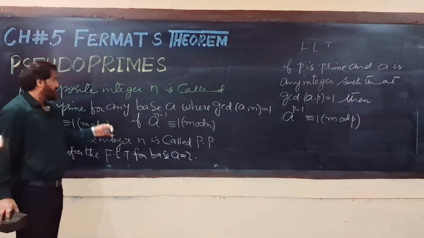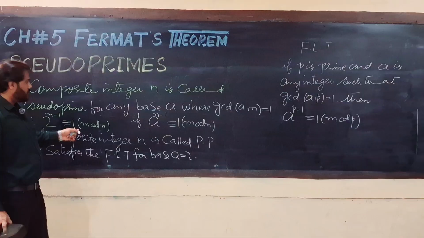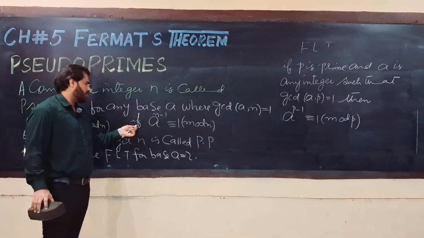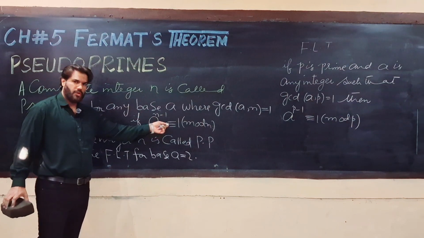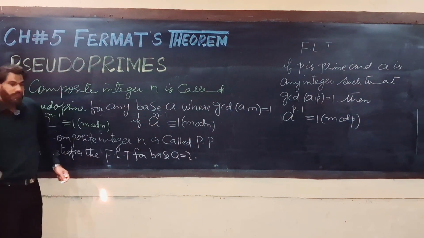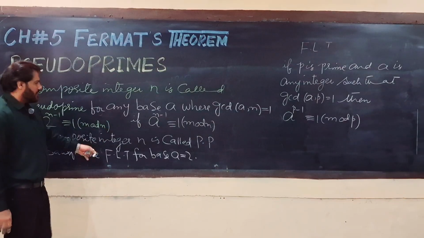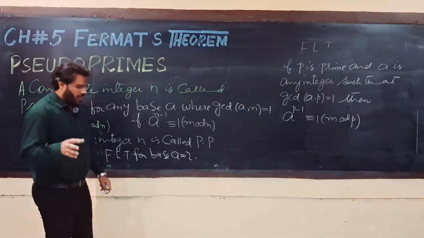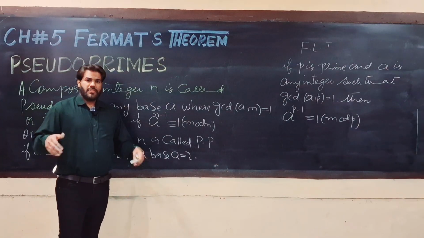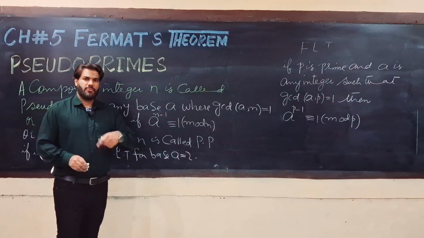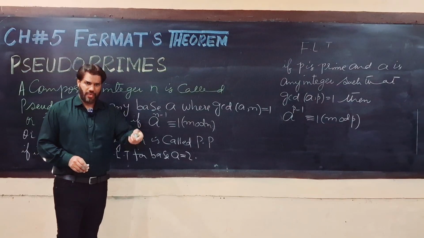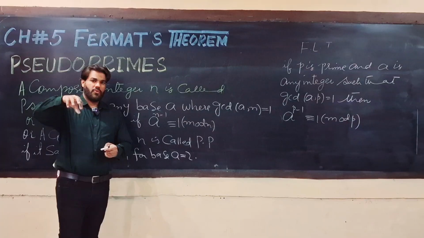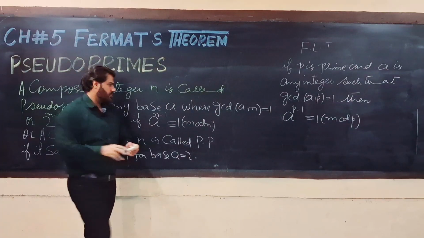So this is the most general definition of a pseudoprime. I am again repeating: a composite integer n is called pseudoprime for any base a such that a and n are both coprime, if a raised to power n minus 1 is congruent to 1 modulo n. If we restrict a equal to 2, then it becomes the Fermat pseudoprime for base 2. In Fermat pseudoprime, there exist other bases, for example, Fermat pseudoprime for base 3, Fermat pseudoprime for base 5. The main concept is that you can find the Fermat pseudoprime only for those integers which are coprime to n.